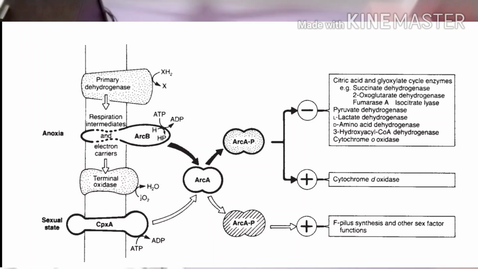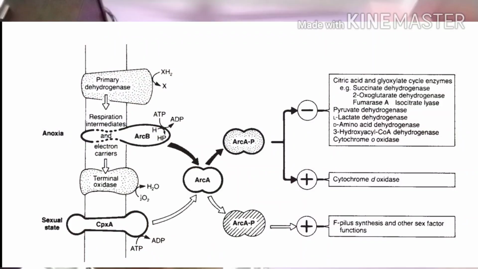This is a diagram where you can see the location of ARCB and ARCA. ARCB is a transmembrane protein and it responds to the changing levels of oxygen. When oxygen concentration is low, the ARCB undergoes autophosphorylation and acts as the histidine kinase. Its histidine gets phosphorylated. Here you can see that the histidine is phosphorylated, H to HP, and ATP is converted into ADP.